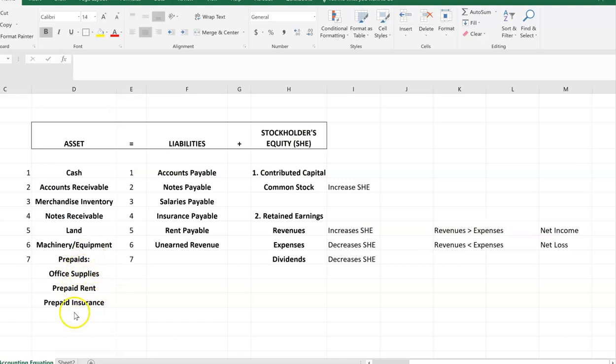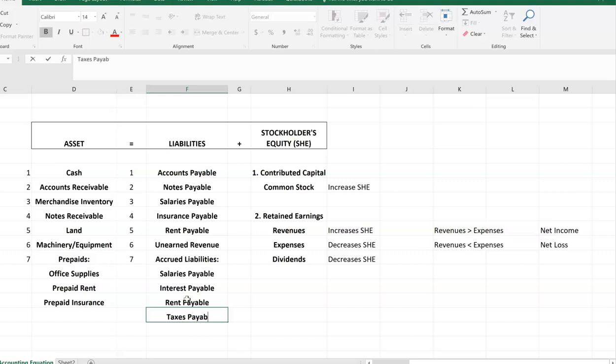They are, however, all under the asset categories. So get really familiar with this list right here. So I also have a new category under liabilities, and those are called accrued liabilities. And those accrued liabilities would include accounts such as salaries payable, interest payable, rent payable, taxes payable. So these are all accounts.